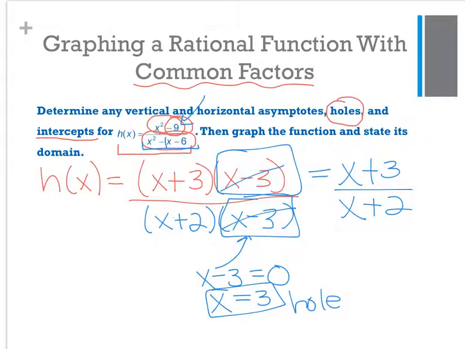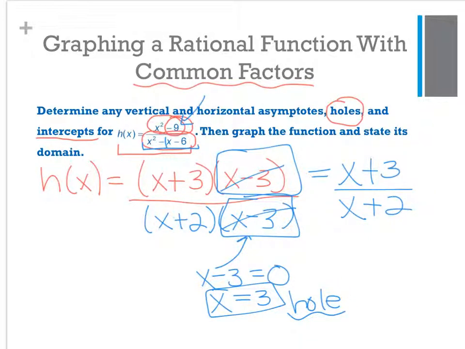And again, a hole only occurs when you cross out a common factor in both the numerator and in the denominator like we did here. So we have x minus 3 on bottom and an x minus 3 on top. And since we canceled those common factors out, if I set that common factor equal to 0 and solve for x, that is the location of the hole in our graph.